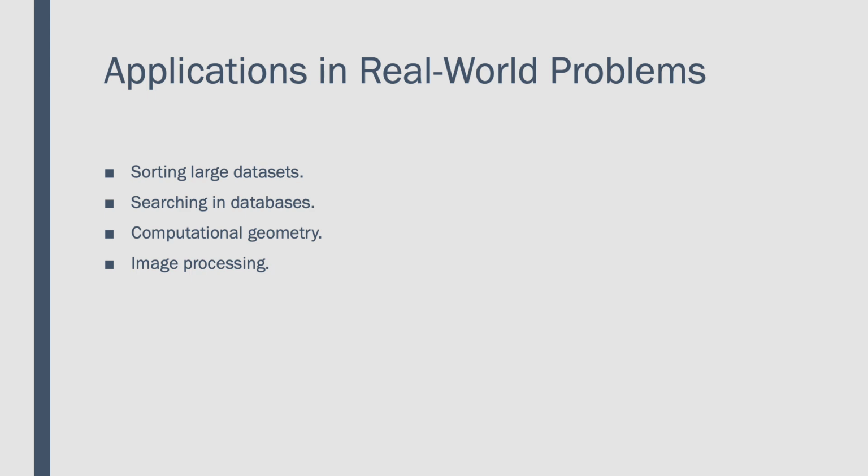The last one is image processing. Image compression algorithms such as JPEG and wavelet transformation use divide and conquer techniques to process large images efficiently. For example, the fast Fourier transform (FFT) used in audio or image signal processing relies on breaking down signals into smaller components recursively.